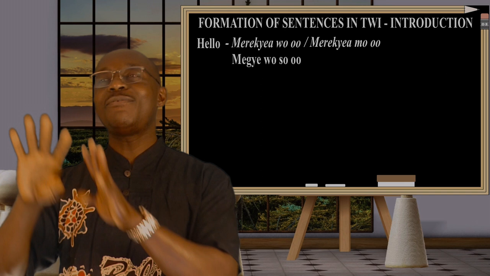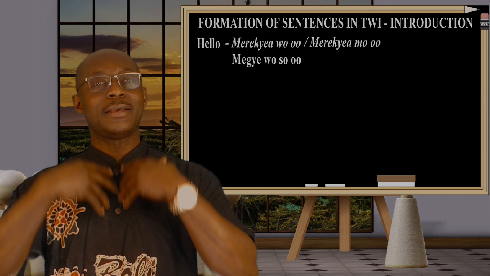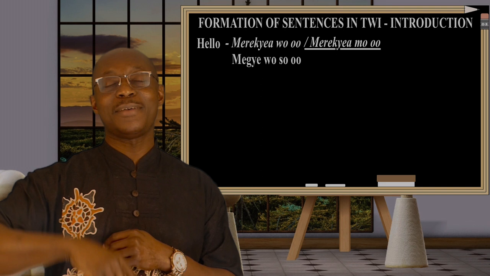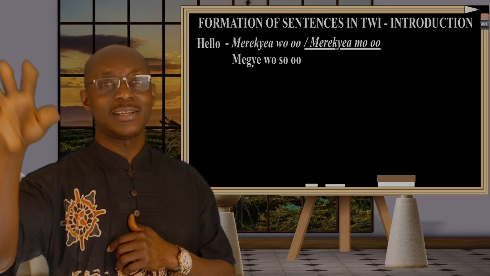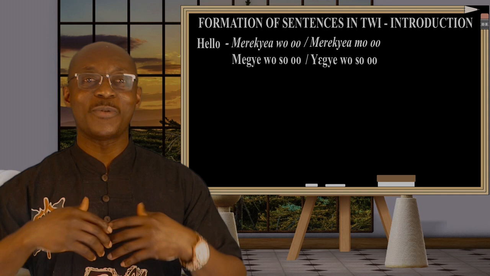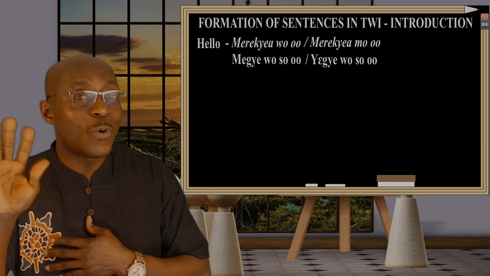But if they are many, then you will say Merekyea mu. Mu means what? You, the plural. And then wo means what? You, singular. So you either say Merekyea wo or Merekyea mu. It depends on the number of people. Good. If they are many, then they will say Yɛgye wusuo, meaning we respond. Well, that is how you can say hello in Twi.